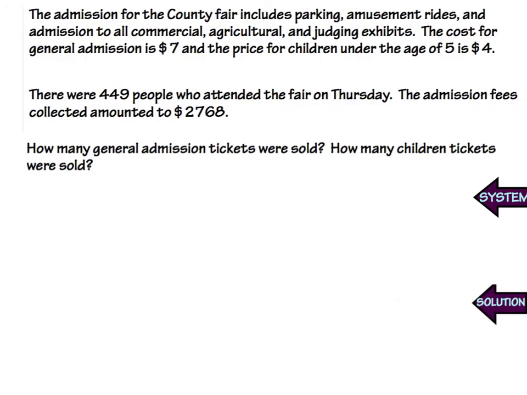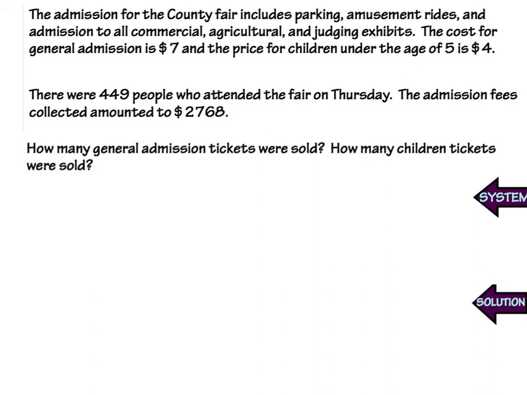Here's the next word problem. The admission to the county fair includes parking, amusement rides, and admission to all commercial, agricultural, and judging exhibits. The cost for general admission is $7, and the price for children under the age of 5 is $4. There were 449 people who attended the fair on Thursday. The admission fee collected amounted to $2,768. How many general admission tickets were sold and how many children tickets were sold?